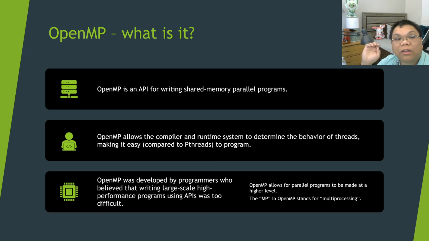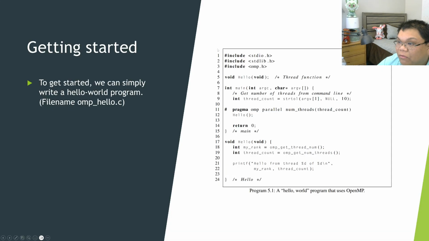Basically, what we're doing with OpenMP is we are abstracting away a lot of those nitty-gritty details associated with pthreads, making it easier for us to write multi-threaded programs. So say goodbye to allocating memory for thread handles. Say goodbye to calling fork and join. Now, let's get started with a simple Hello World program.